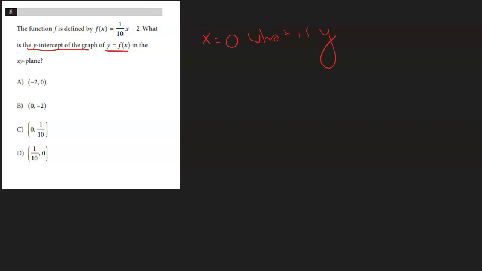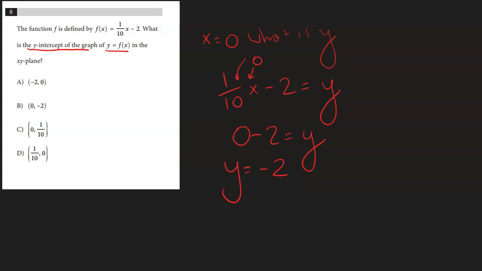So, pretty easy. They give us the function 1 over 10 x minus 2 equals y. And so we know x is 0, and 0 times anything is 0, so 0 minus 2 equals y. And so we would find out that just y equals negative 2. And therefore, looking at our options, this is the only one where y equals negative 2, so it must be B.